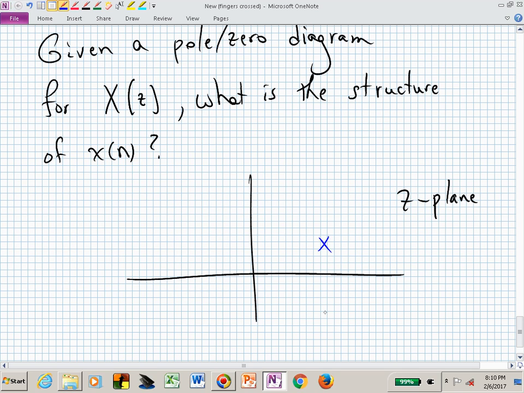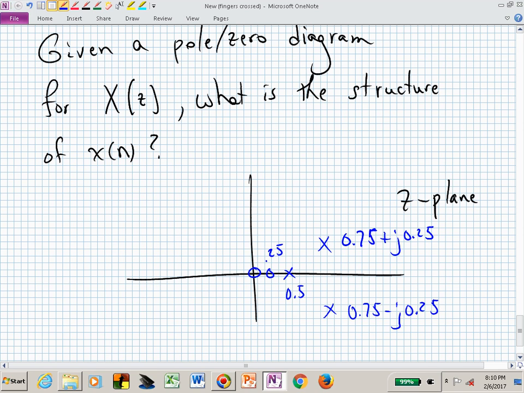Maybe I put some poles here that are at 0.75 plus j 0.25. Let's say this one's at 0.5. We have a 0 at 0.25 and a 0 at the origin. And this is 0.75 minus j 0.25. What's the structure of my response? Little x of n. What's x of n look like structurally in the time domain?